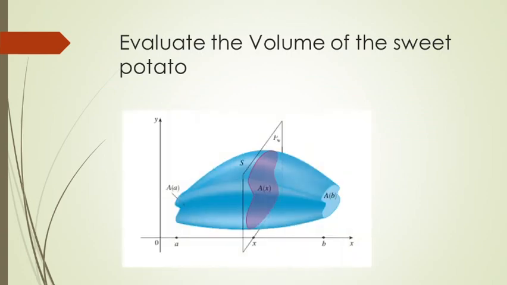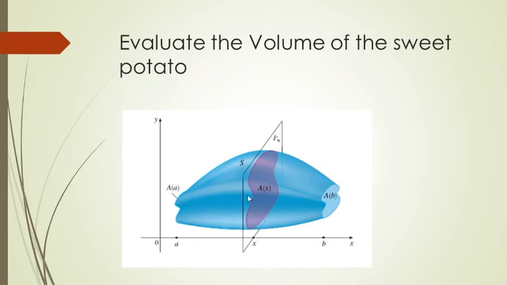How do we evaluate the volume of a sweet potato shape, like this one I placed in the XOY coordinate? Since the solid is looking like a sweet potato, that's what I called it. Of course, it's in 3 dimensions, and I placed my sweet potato in the XOY plane, and the left side ends at A, the right side ends at B.